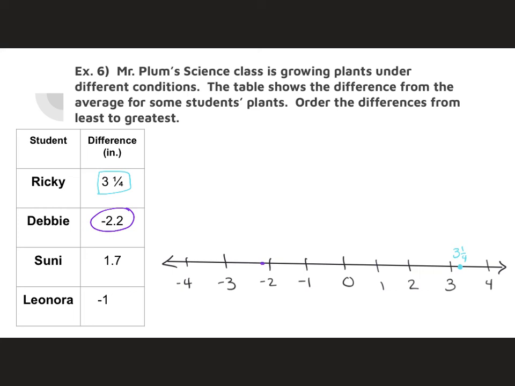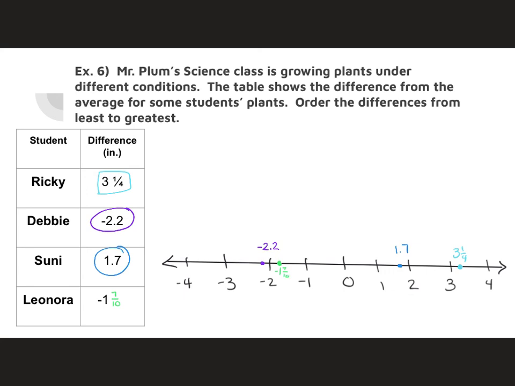Next, I have negative 2 and 2/10. So negative 2 and 2/10 is a little past negative 2, so negative 2.2. Then I have 1.7, so I'm going to go to the right. It's close to 2, so 1.7 goes here. And then finally, I have negative 1 and 7/10. So negative 1 and 7/10 is closer to that negative 2, but not past it. So I'm going to put it down here, negative 1 and 7/10.